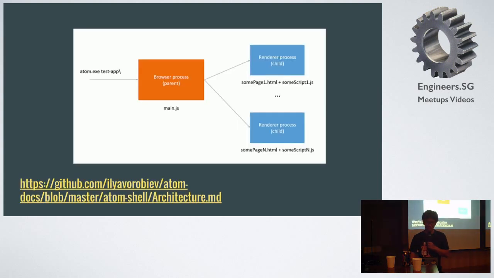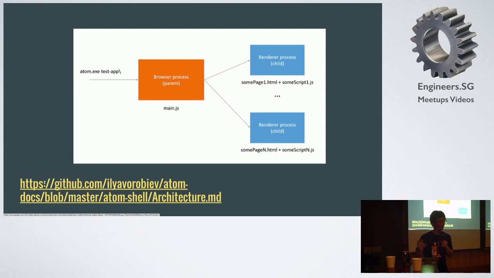And so this is surprising, that this isn't really well documented. I think this chart was actually done by someone else. But you see the orange, it's called the browser process.